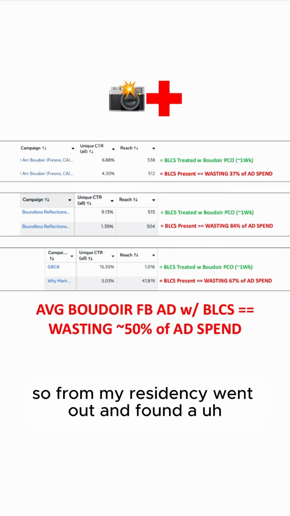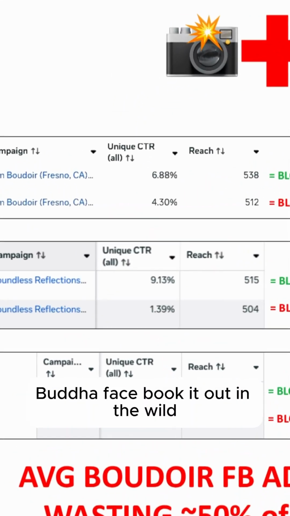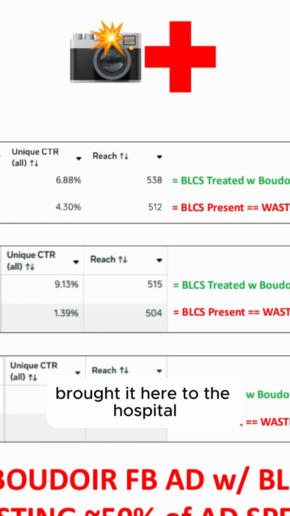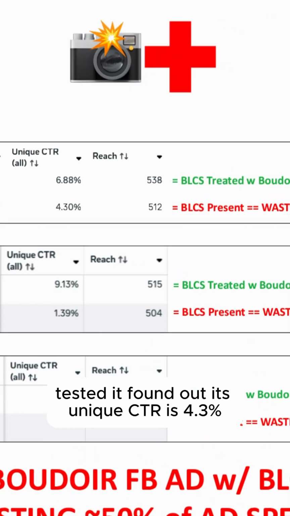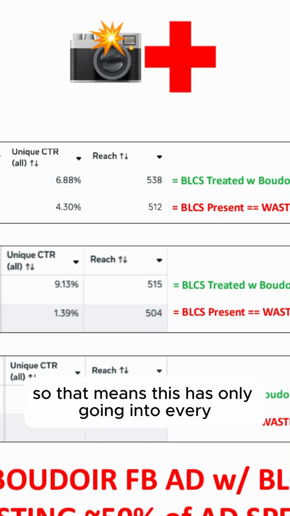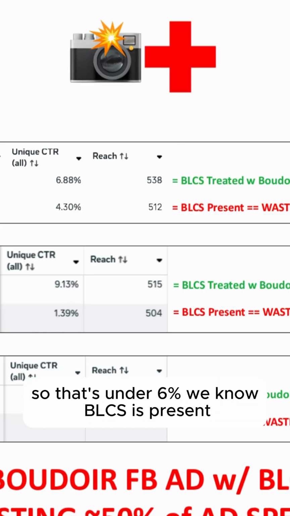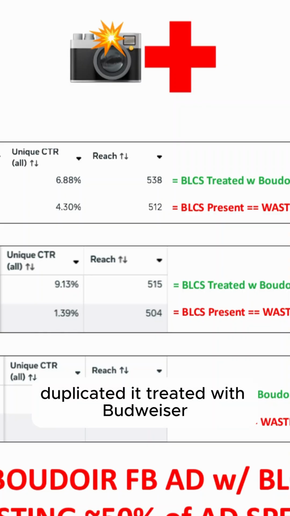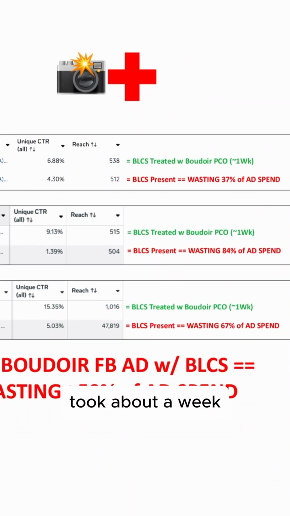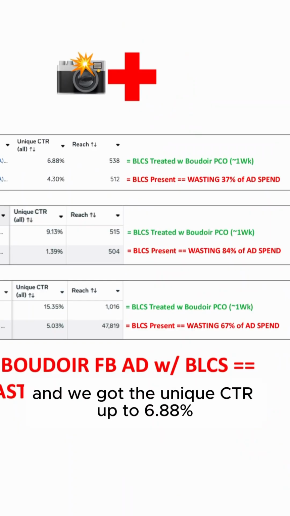So from my residency, went out and found a Boudoir Facebook ad out in the wild, brought it here to the hospital, tested it, found out its unique CTR all is 4.3%. So that means this ad is only going into 4.3 out of 100 women's brains. So it's under 6%. We know BLCS is present. Duplicated it, treated it with Boudoir Pico, took about a week, and we got the unique CTR all up to 6.88%.